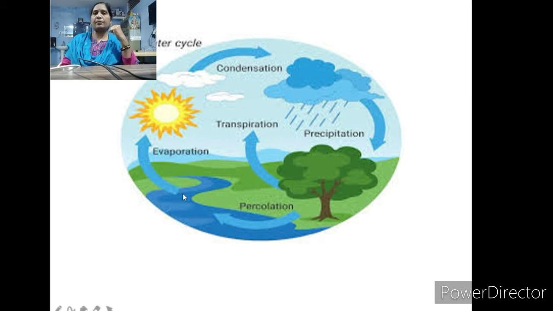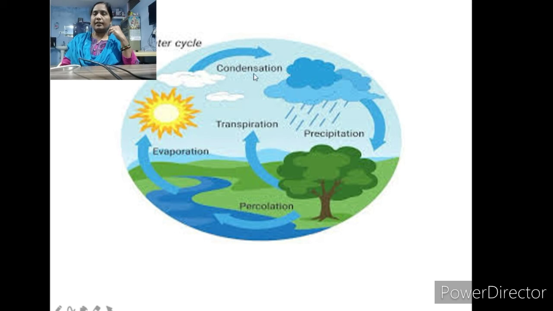Again, from the surface sources like rivers and seas, water gets evaporated due to the sun's heat and the hot vapors rise up. When they touch the cool air, they condense and form the clouds. From the clouds, by the precipitation process, small droplets of water fall, and this we call rain. When the rainwater falls on earth, it again goes to the sources of water. So it's a cyclic process. Continuously, this process is going on in nature.